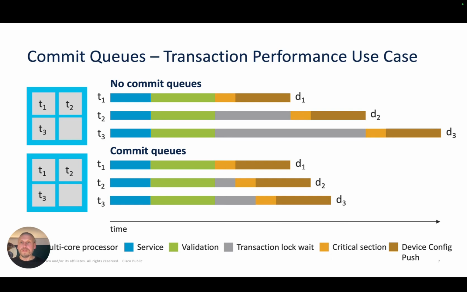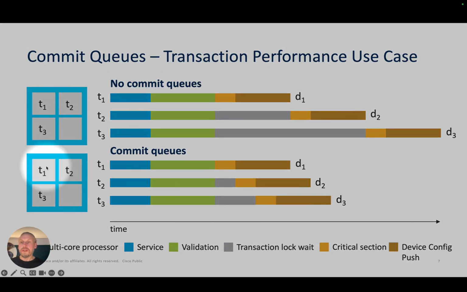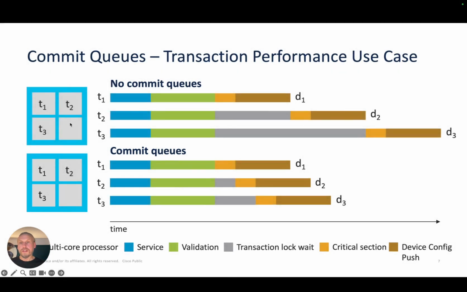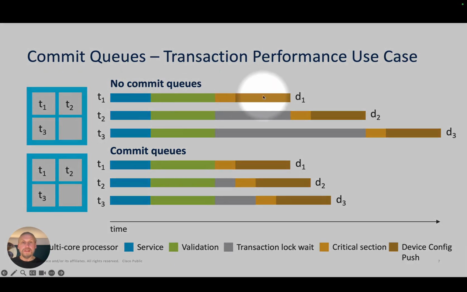Say we have done our job here. We are doing several transactions in parallel, concurrently then. And we're using multiple cores, one, two, three in this case, with three transactions each. But we haven't turned on commit queues. What will happen then is that the config push to devices will be part of the critical section, which means that each transaction has to wait for the other. And this might take some time to push to device. So if the device is quite slow, this may take some time.